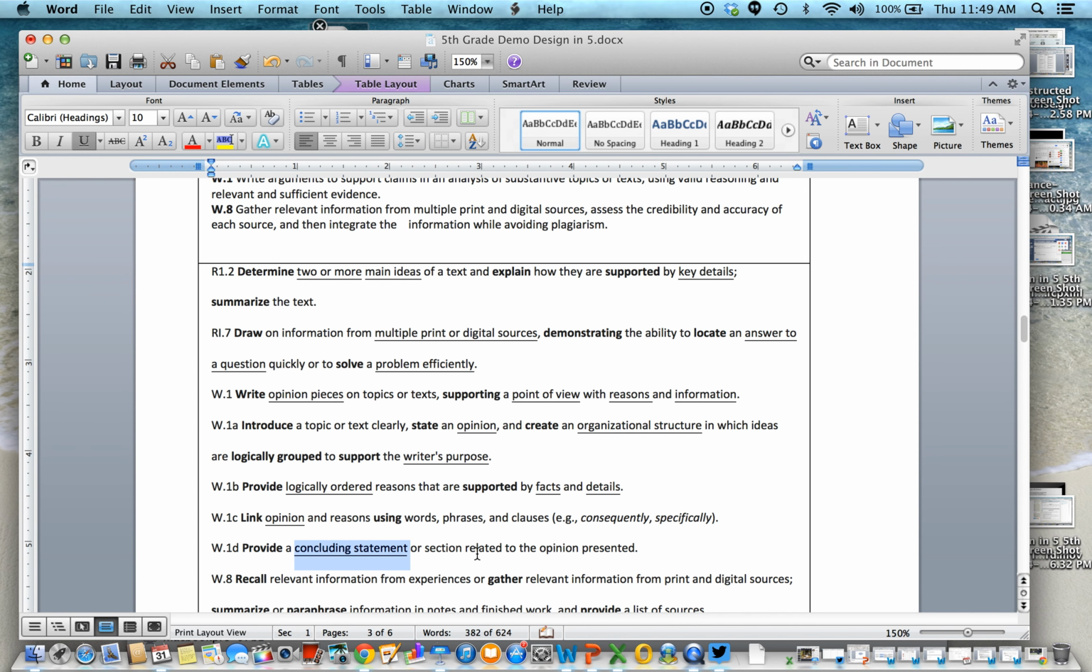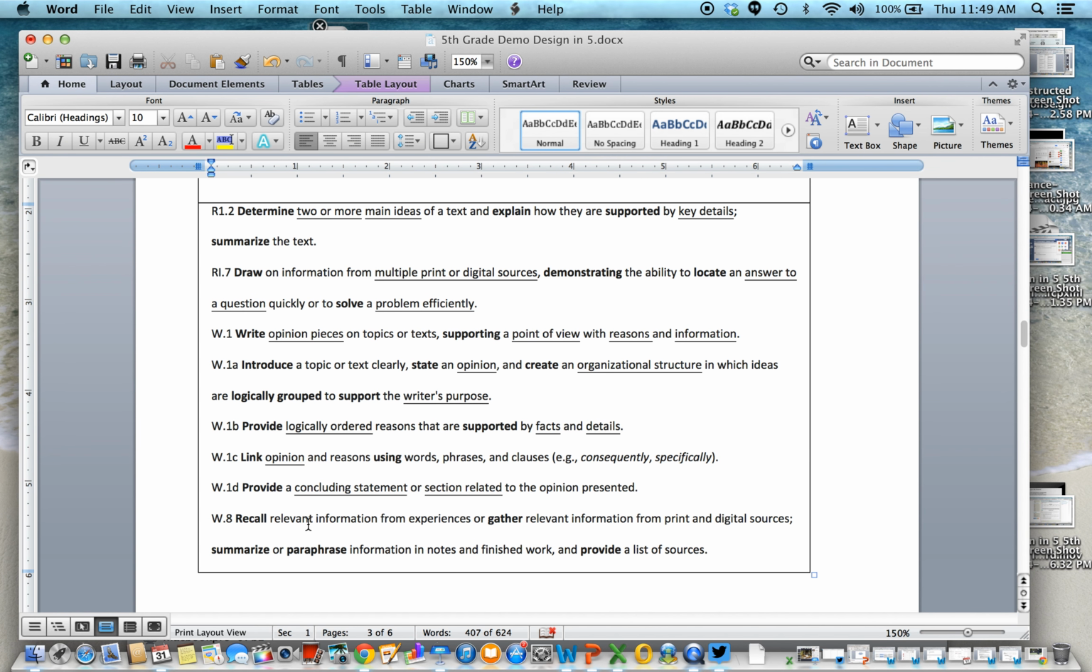Concluding statement, that's also going to be something they have to include. And this is kind of criteria as well. The idea of relevant is important. And this is relevant information from experiences or from the print sources. So we're going to have to take a look at that.